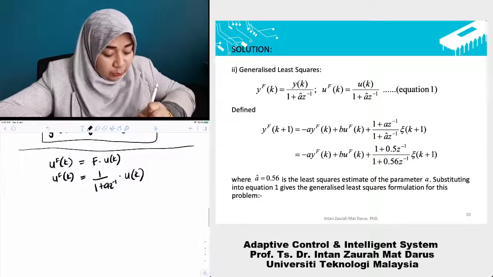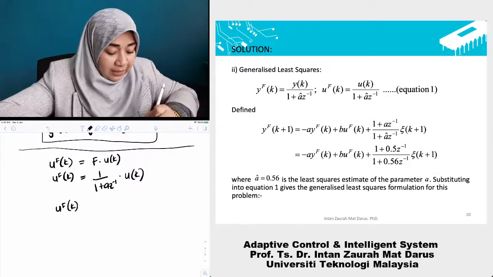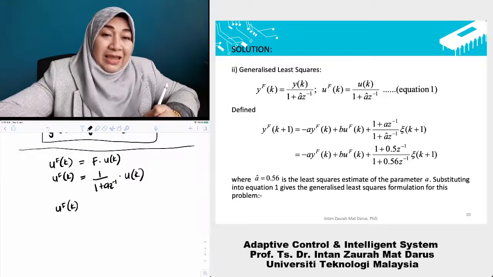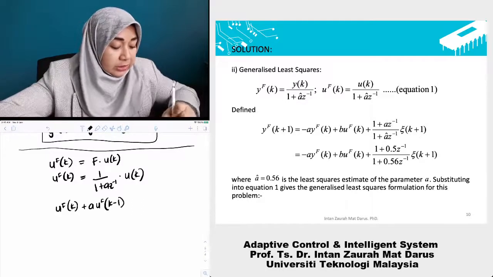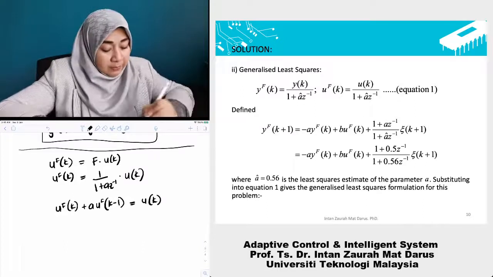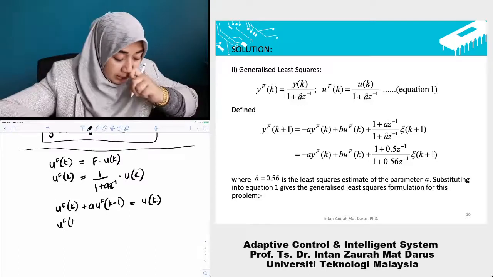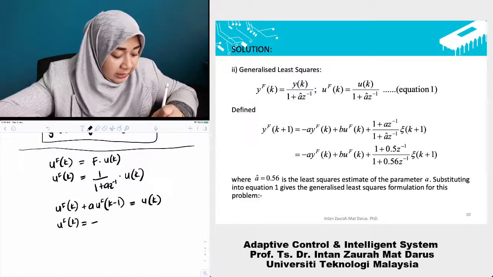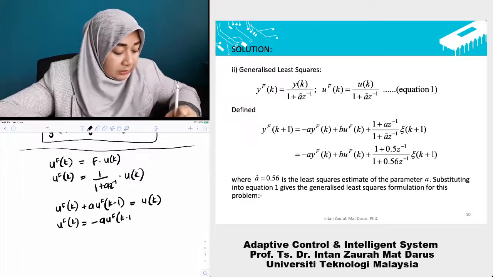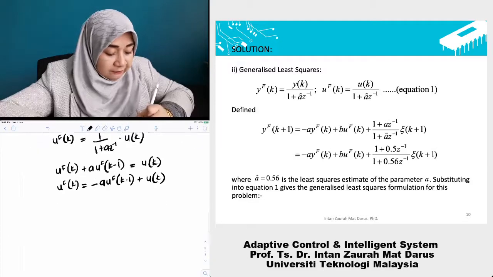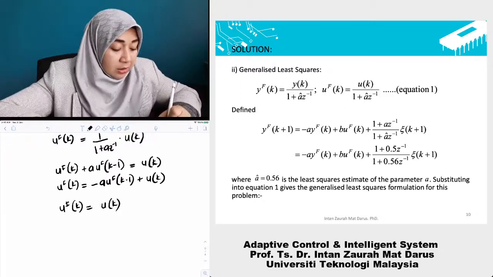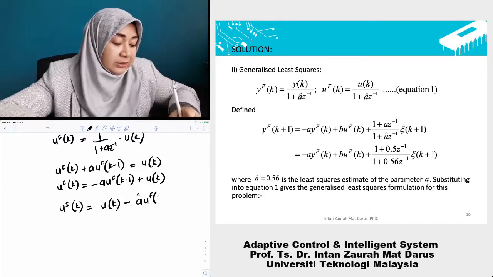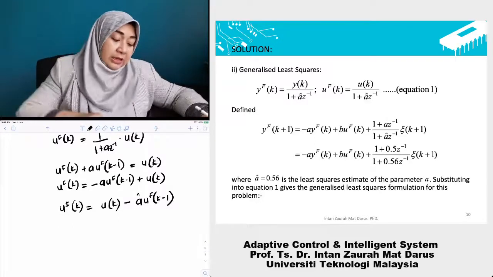Okay, so if I cross multiply these, I will have U filtered K multiplied by 1, becoming U filtered K. And then U filtered K multiplied by A Z to the minus 1 gives me A U filtered K minus 1, which is equivalent to U K multiplied by 1. Correct? So if I bring that part of my filter data to the other side, it becomes negative A U filtered K minus 1 plus U K. Or I can further rewrite this as the filtered data equals the actual data U K minus the estimated A from your least square multiplied by the one previous filtered data. So that's how you do it.